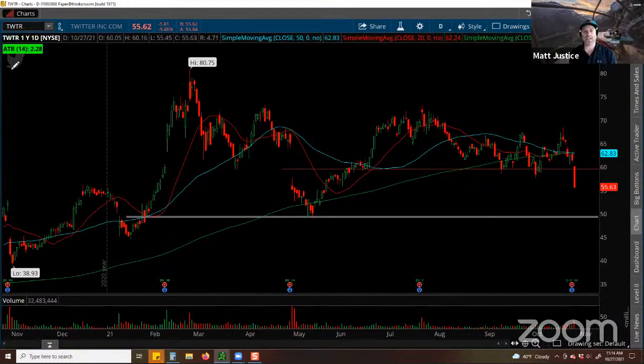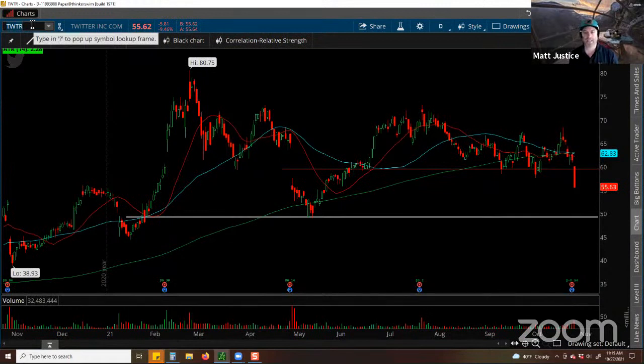Let's move on to another terrible report coming out of a popular name here today, Robinhood.